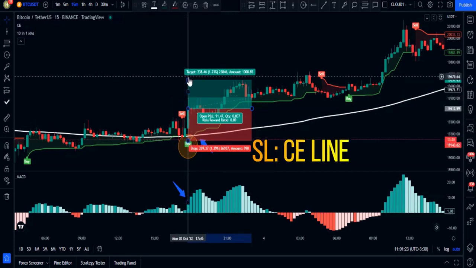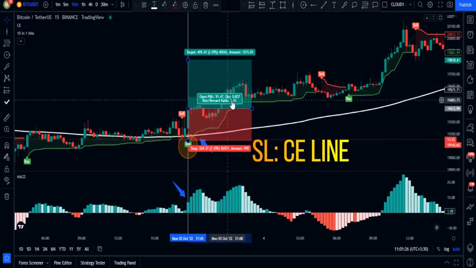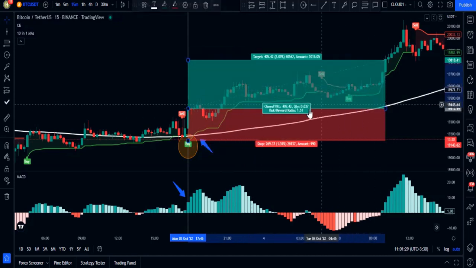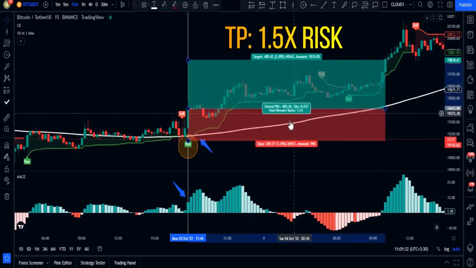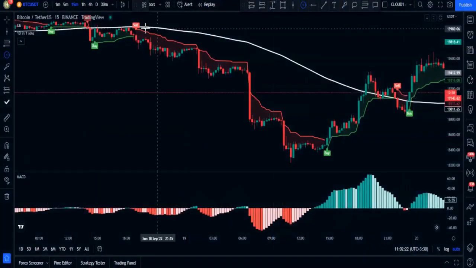And the stop loss would be just underneath the CE indicator line, and set your take profit at 1.5 times greater than the risk. And exactly the opposite is also true for short orders.